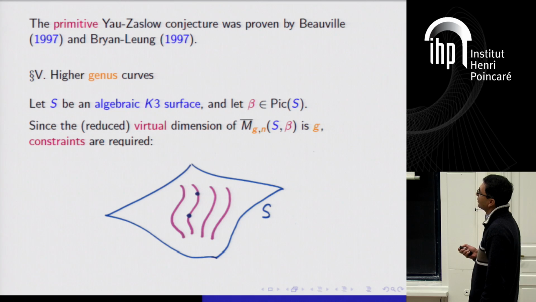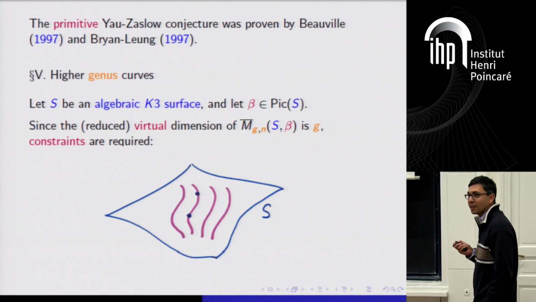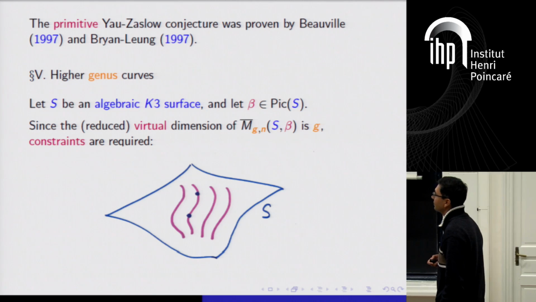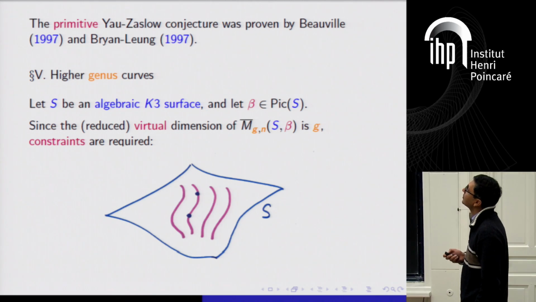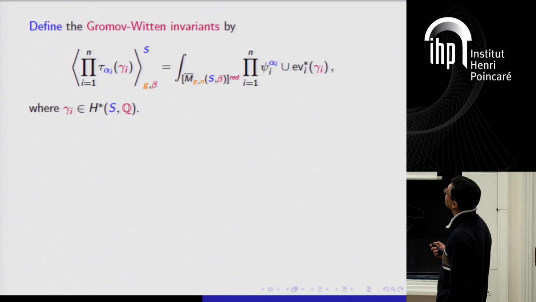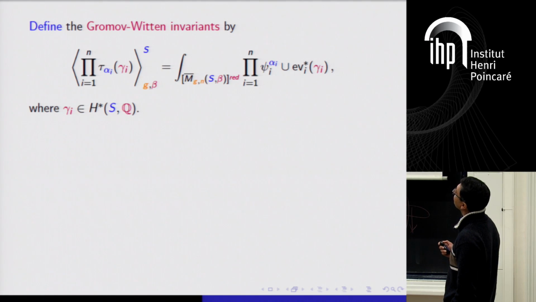So if you want to get a number out of them, you have to integrate something or put some constraints. So here I tried to draw curves through 2 points, for example. This gives some kind of constraint. All right, so the standard way to impose these constraints is what are called Gromov-Witten invariants. And here are some formulas for them.